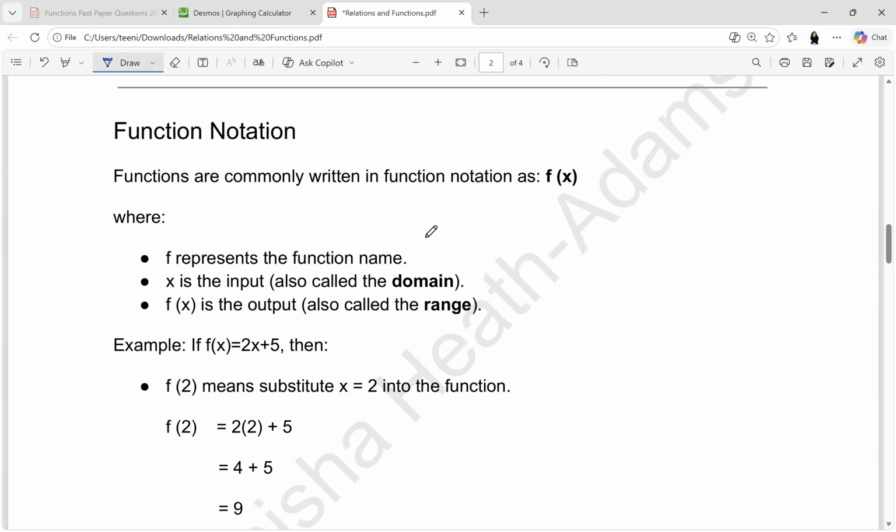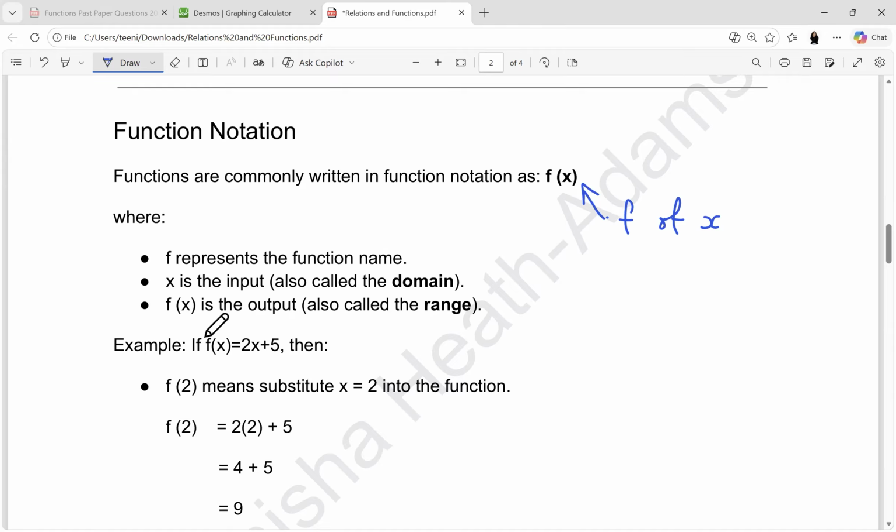Functions are commonly written in function notation as f, and in brackets you will see x. And how we would read this, we will say f of x, right? That's how we say it. Where f represents the function name, x is the input, also called the domain, and f of x is the output, also called the range.